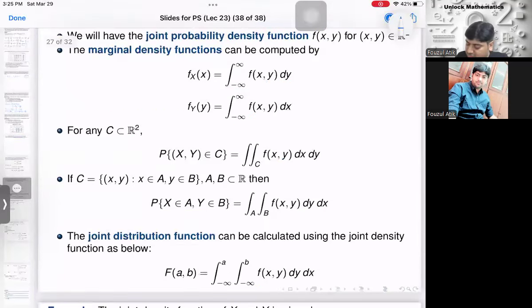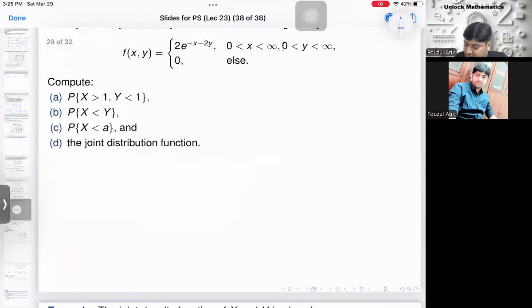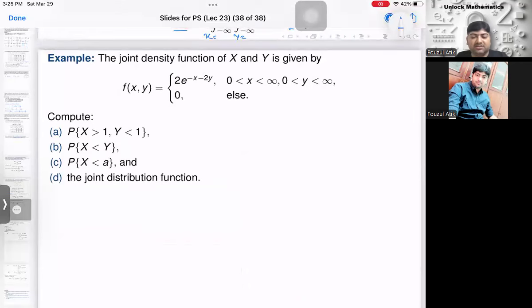Similarly, the joint distribution function also we can calculate. F(a,b) is the probability that X is less than or equal to a and Y is less than or equal to b, so x goes from minus infinity to a and y goes from minus infinity to b. This is the x integration, this is the y integration, so dy and dx. You can find the joint probability distribution. Now if we want to solve one example, we can easily do that.